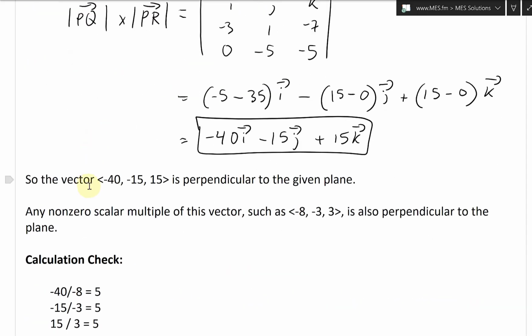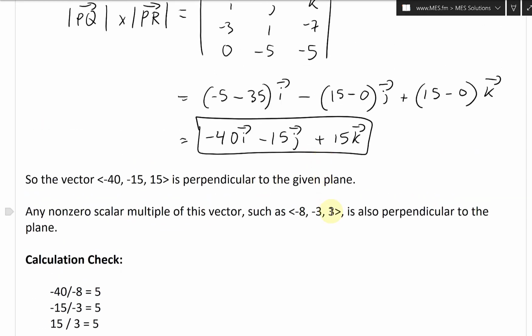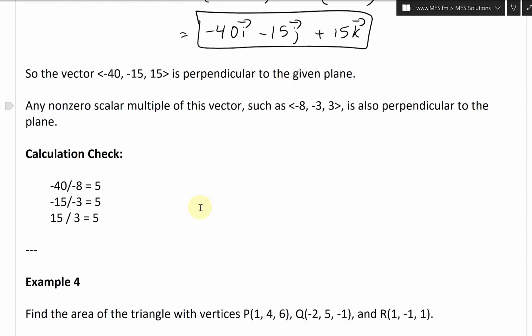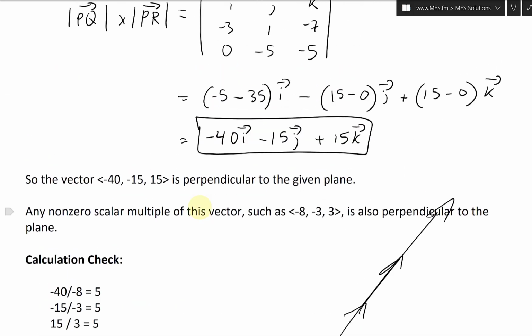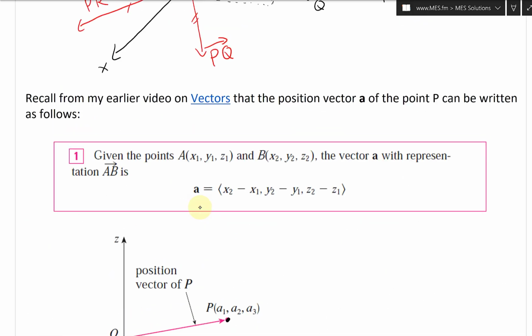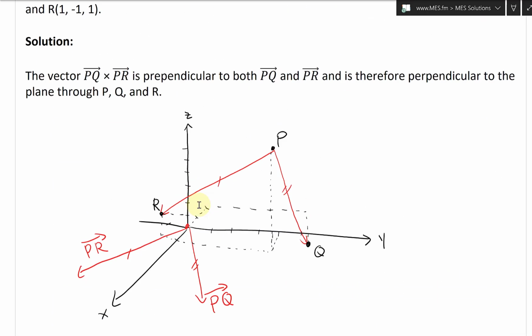Alright, so let's continue further. The vector negative 40, negative 15, and positive 15 is perpendicular to the given plane. And any non-zero scalar multiple of this vector, such as negative 8, negative 3, and 3, is also perpendicular to the plane. In other words, with a scalar multiple you make it smaller or bigger, it's always going to be perpendicular to that. And again, we just shifted this plane over to this side here. If a vector is perpendicular to it, it's also perpendicular to this one too, and you scalar multiple all the way through it. Anyways, let's erase this. One more. Alright, we got rid of all those.